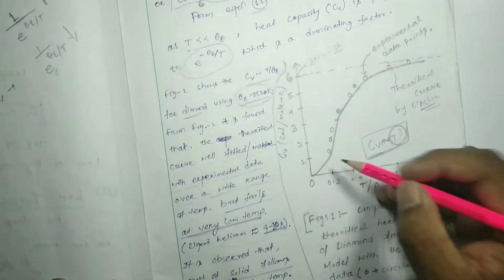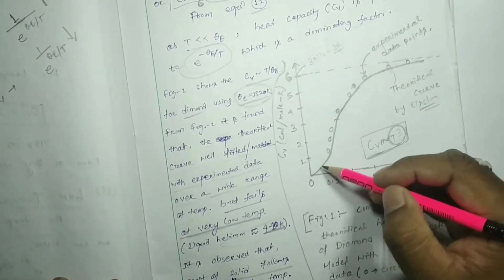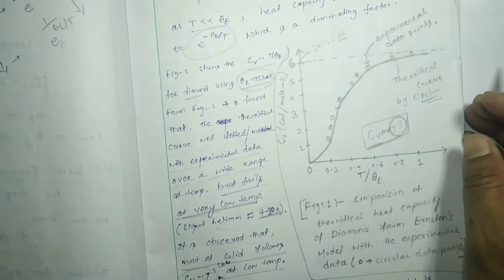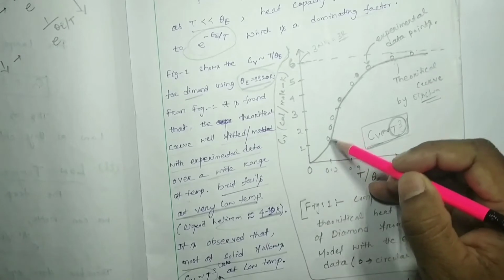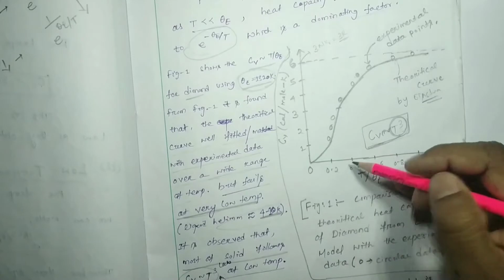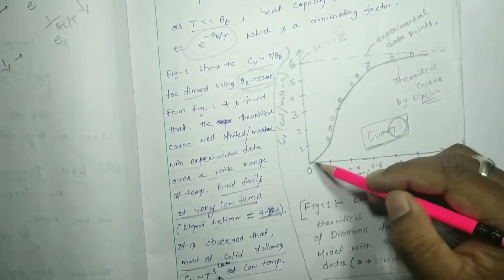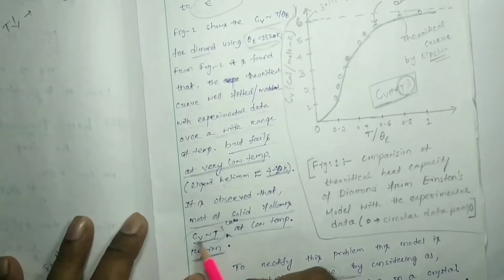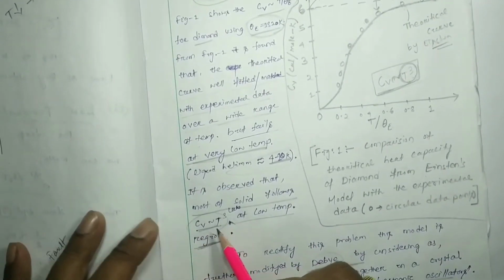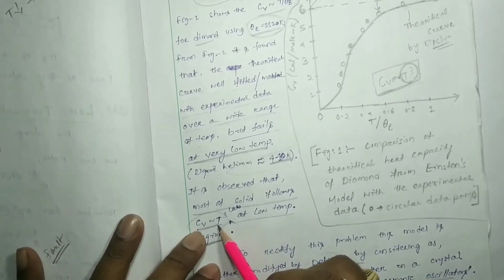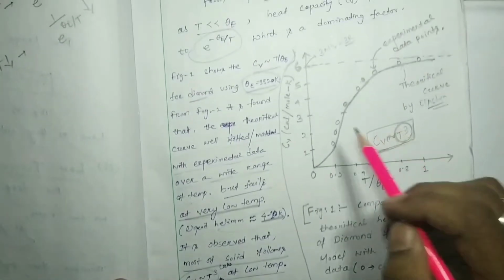But the behavior of the CV at very low temperature does not follow the exponential increase. Here Einstein told that it has to increase exponentially with increase of temperature, with increase of t by theta e. However, in reality, CV increases following this law. That means the increase of CV with temperature does not exactly follow the Einstein prediction.